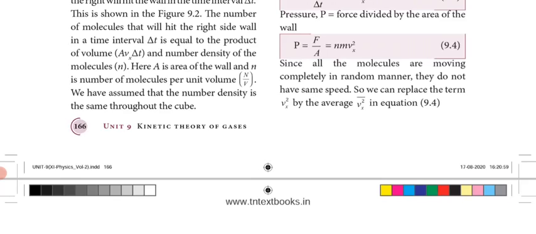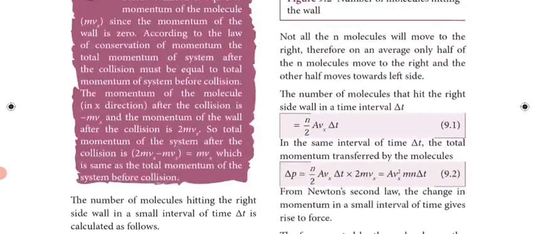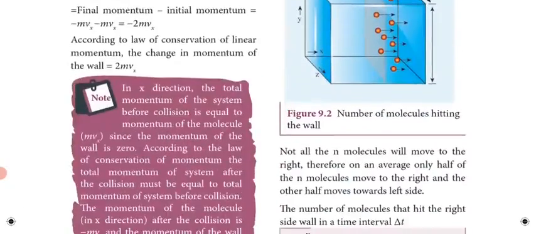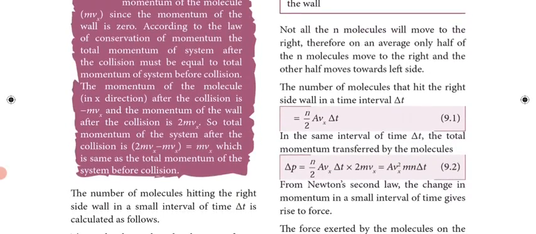And the number density of the molecule is n. This small n indicates the number density of the molecule, and capital N denotes the number of molecules. You have to differentiate between these two different values. Now A is the area of the wall and n is the number of molecules per unit volume, which will be taken as capital N by V. So we have to assume that the number density is the same throughout the cube.